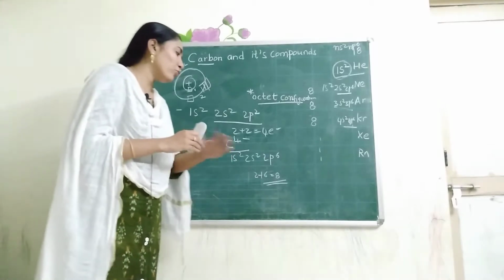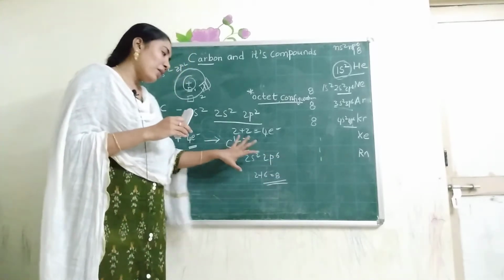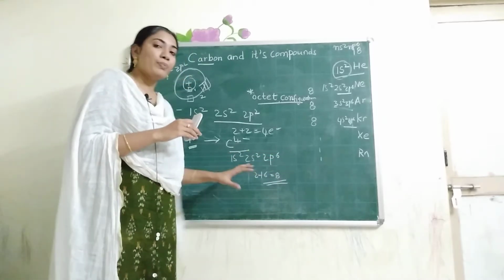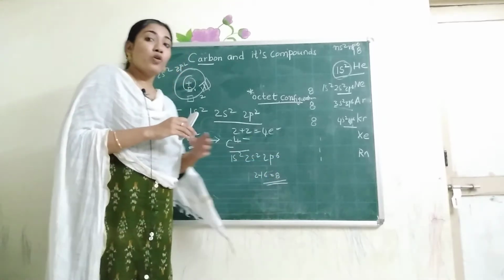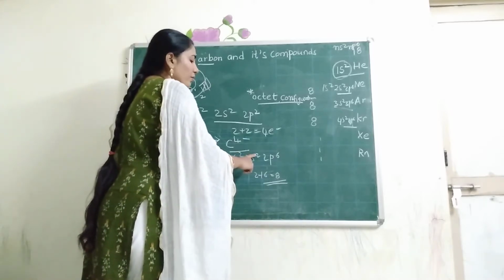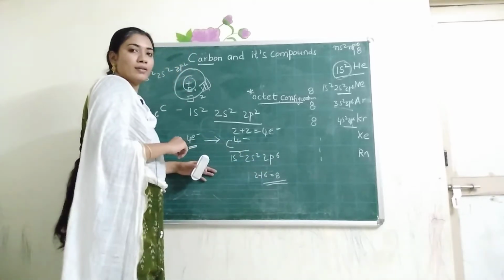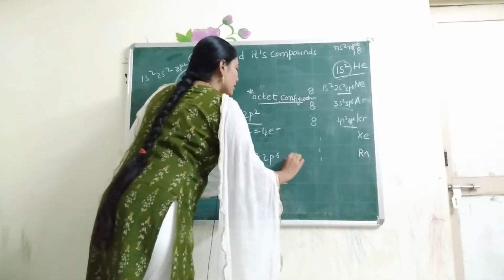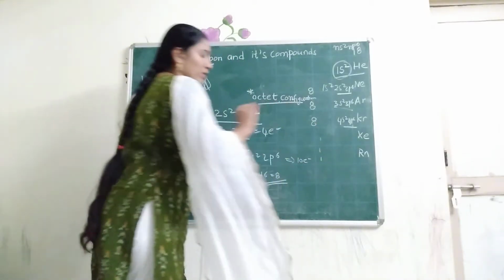I am not asking about the valence electrons. I am asking about how many electrons are present in this C4 minus ion. How many electrons? 2 plus 2, 4. 4 plus 6, 10. In total, in C4 minus there are 10 electrons, isn't it?